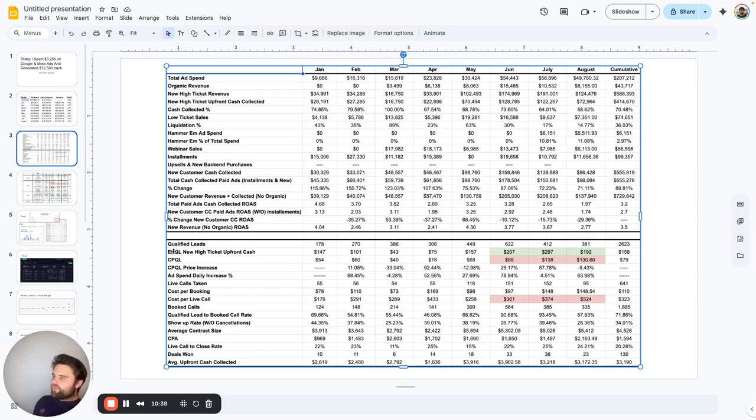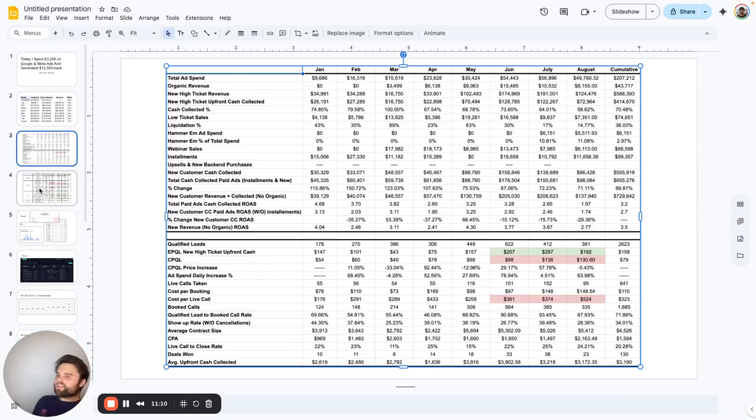We track qualified leads. The earnings per qualified lead on the new high ticket upfront cash is a really important scaling metric. Yes, there's other ways we're monetizing these leads. We have a webinar cleanup every single month. We can talk to you about that in a second. We track cost per qualified lead, the cost per qualified lead increase, the daily ad spend increase, and the cost per qualified lead monthly increase. We track live calls taken, cost per booking, cost per live call, CPA, live call to close rate, deals won, and average upfront cash collected.